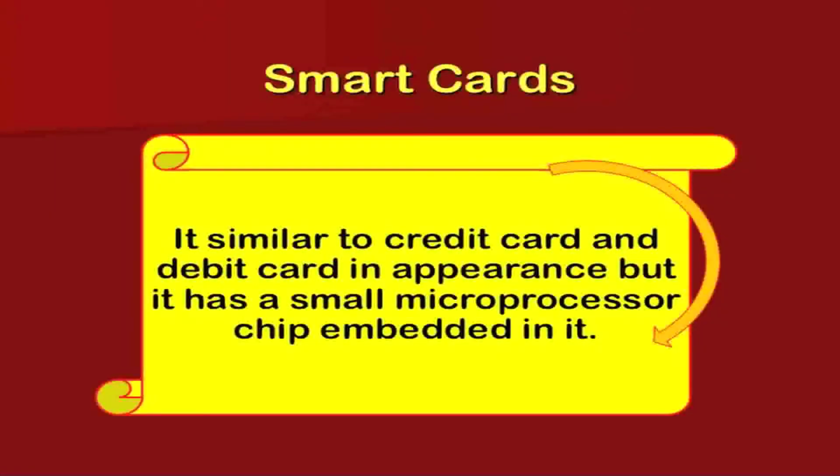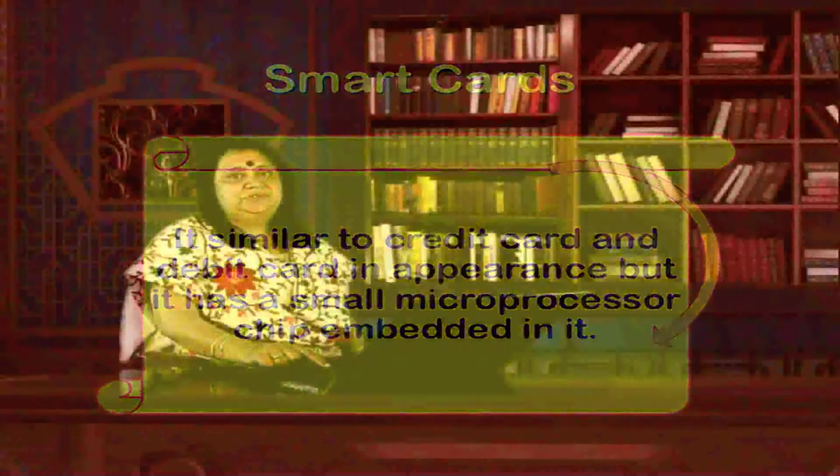Then you have smart cards. It is similar to credit card and debit card in appearance, but it has a small microprocessor chip embedded in it. So, the most advanced card which you can use in the market is the smart card, which is more advanced than the debit and the credit cards available, because it is more technologically safe in terms of connecting to the business houses.